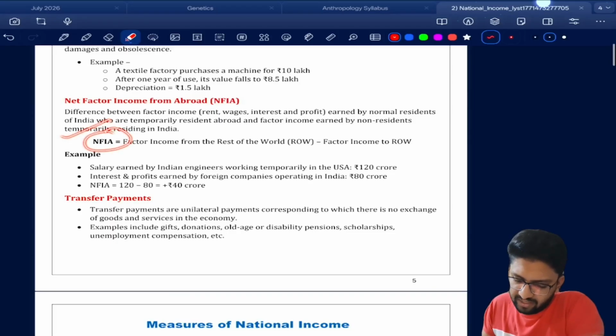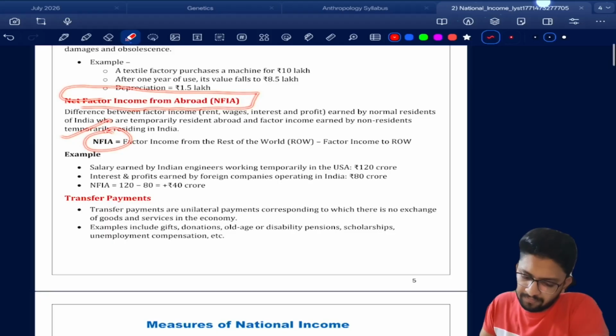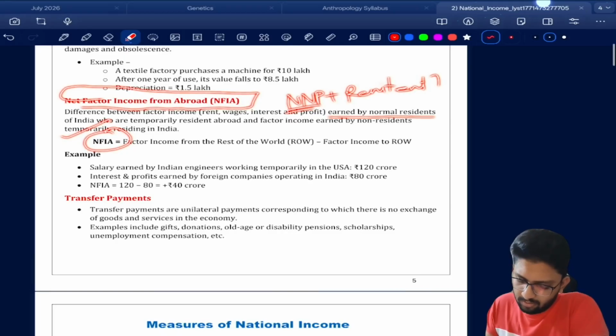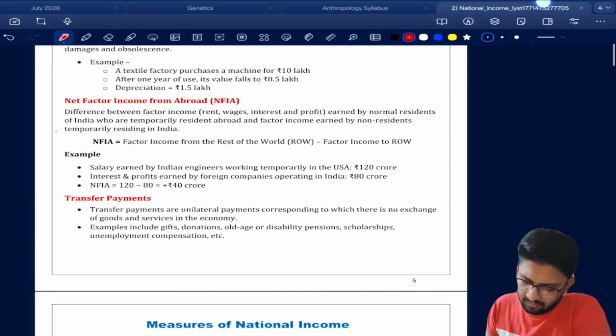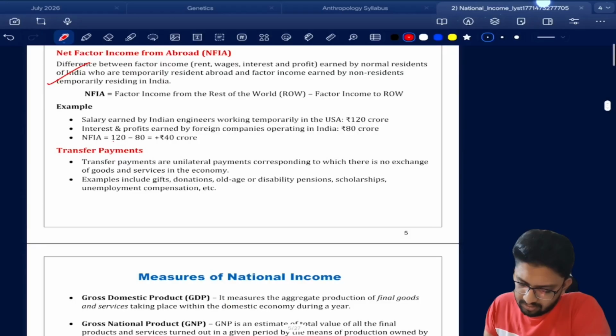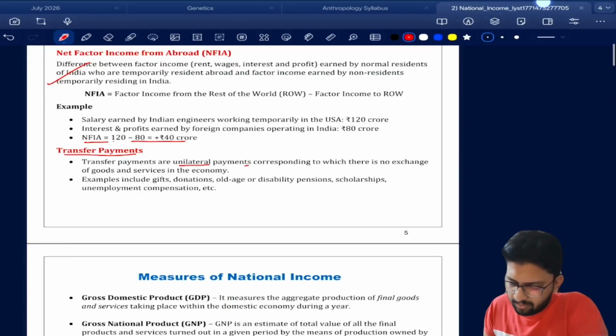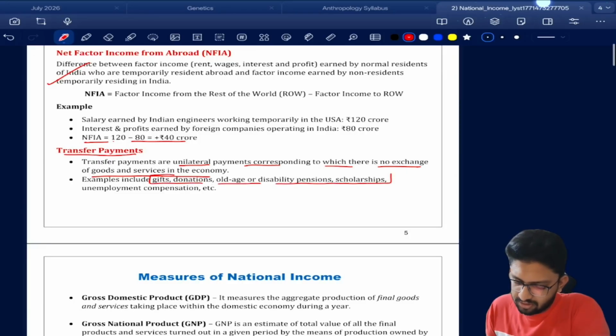Net factor income from abroad just includes NNP plus remittances earned by normal residents. Okay, fine. We can manage with this. See this NFIA. Transfer payments. Transfer payments are unilateral payments corresponding to which there is no exchange of goods and services in the economy. Examples: gifts, donations, old age and disability pensions, scholarships.